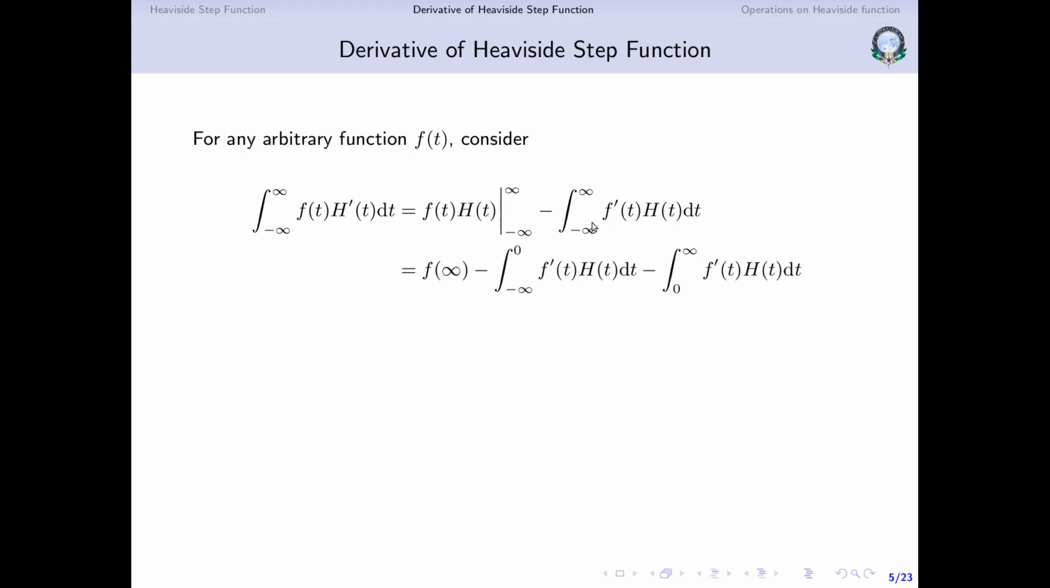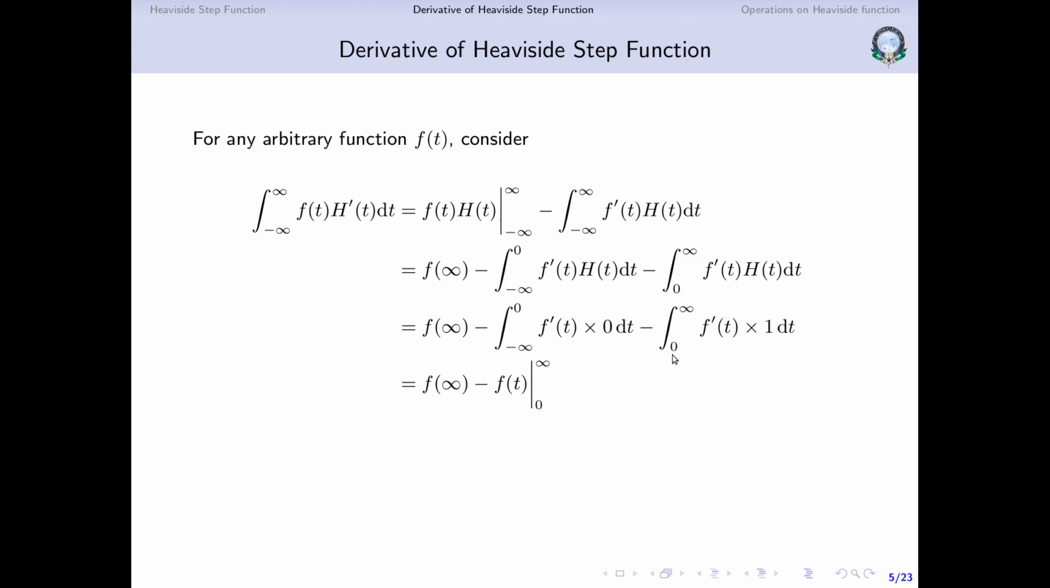And in the second term, what we do is we split this up. Instead of integrating from minus infinity to plus infinity, we first integrate from minus infinity till 0, then we integrate from 0 to infinity. Here again we use the property of the Heaviside step function. This is the integration over the negative values of t. For negative values of t, the Heaviside step function takes the value 0, and for positive values of t, the Heaviside step function takes the value 1. So as a result, this is going to vanish, and finally we'll have this.